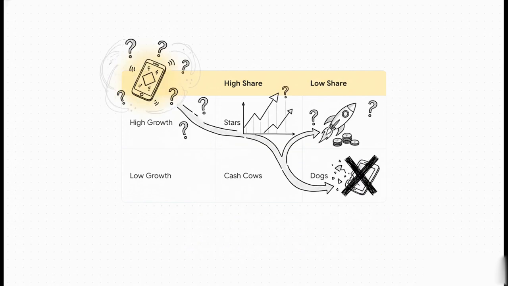Now, over in the top right, things get interesting. We have the question marks. They're in markets that are growing like crazy, but they have a low market share. Their future is a big, well, a question mark. This could be a tech company's new experimental gadget. So you're faced with a huge decision. Do you pour money into it and try to turn it into a star? Or do you cut your losses and get out?